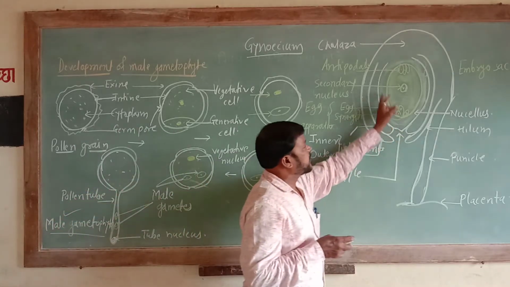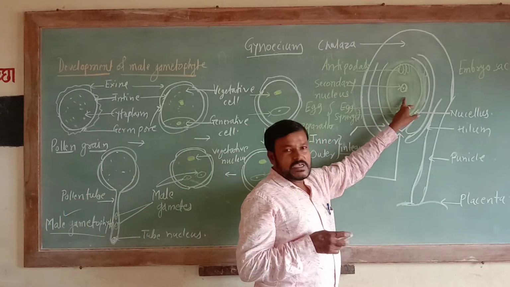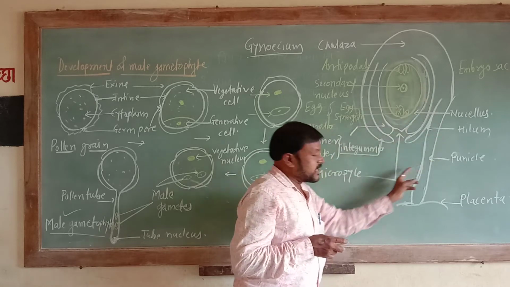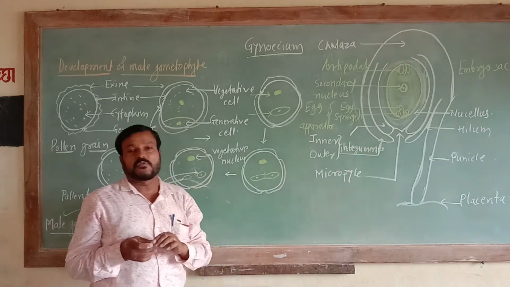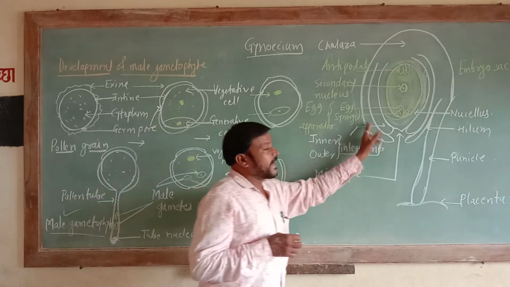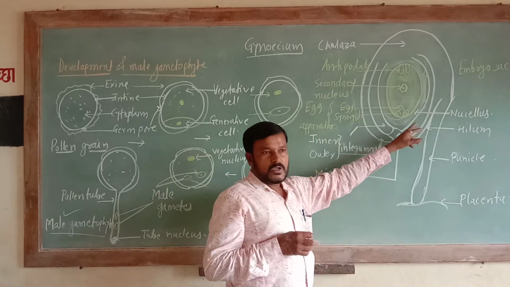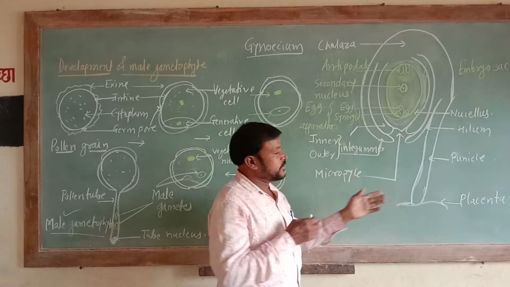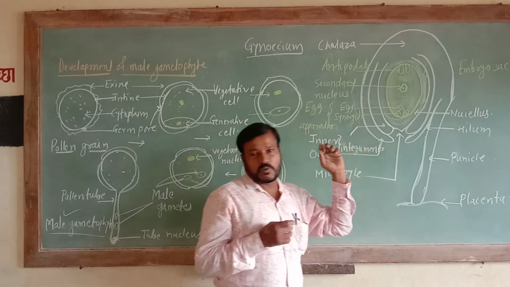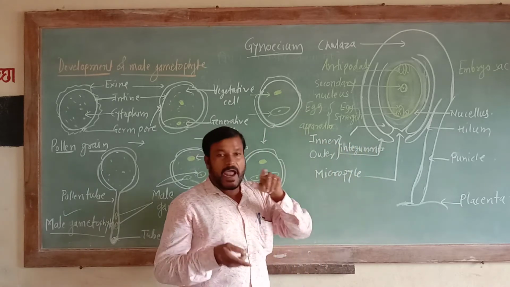Actually, the female gametophyte inside is the embryo sac. We are first discussing the structure of the female gametophyte, or the structure of the anatropous ovule. There are different types of ovule. Generally, 80 to 85% of plants possess anatropous ovules.